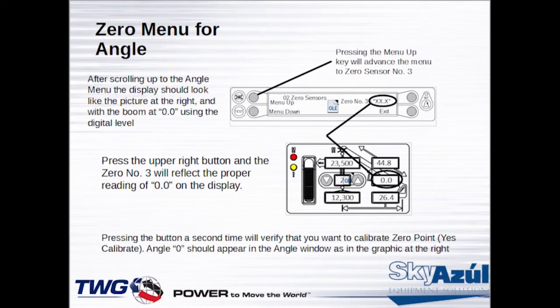If we set our level on top of the boom and get the boom perfectly level, when we go into zero sensor number 3, which is right under the extension menu, it's going to have some kind of a number reading in there, and pressing that upper right button will force the system to agree with the level. It's like this, 0 equals 0, okay?